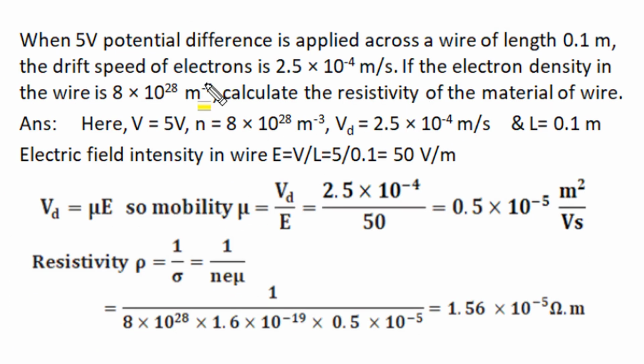This numerical example will explain the concept of mobility, drift velocity, conductivity, and resistivity. It is given that when a 5 volt potential difference is applied across a wire of length 0.1 meter, then the drift velocity of electrons in the conductor is 2.5 times 10 to the power minus 4 meter per second. Look, this drift velocity is very small compared to thermal velocity. Thermal velocity is 10 to the power 5 meter per second, whereas drift velocity is 10 to the power minus 4 meter per second. Now, if the electron density in the conductor wire is 8 times 10 to the power 28 per meter cube, then we have to calculate the resistivity of the wire material.